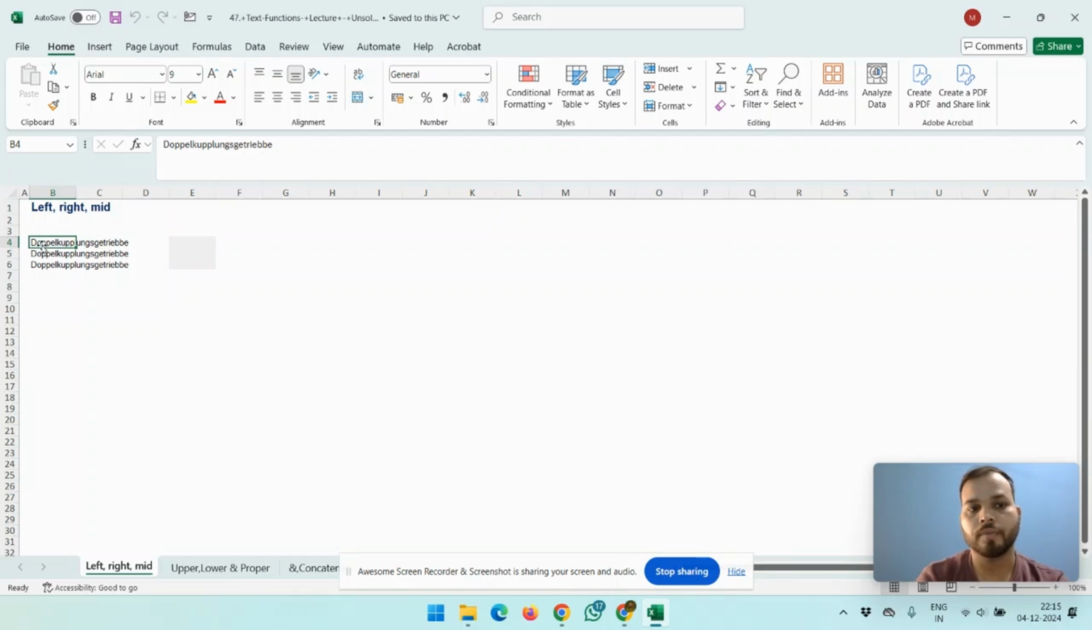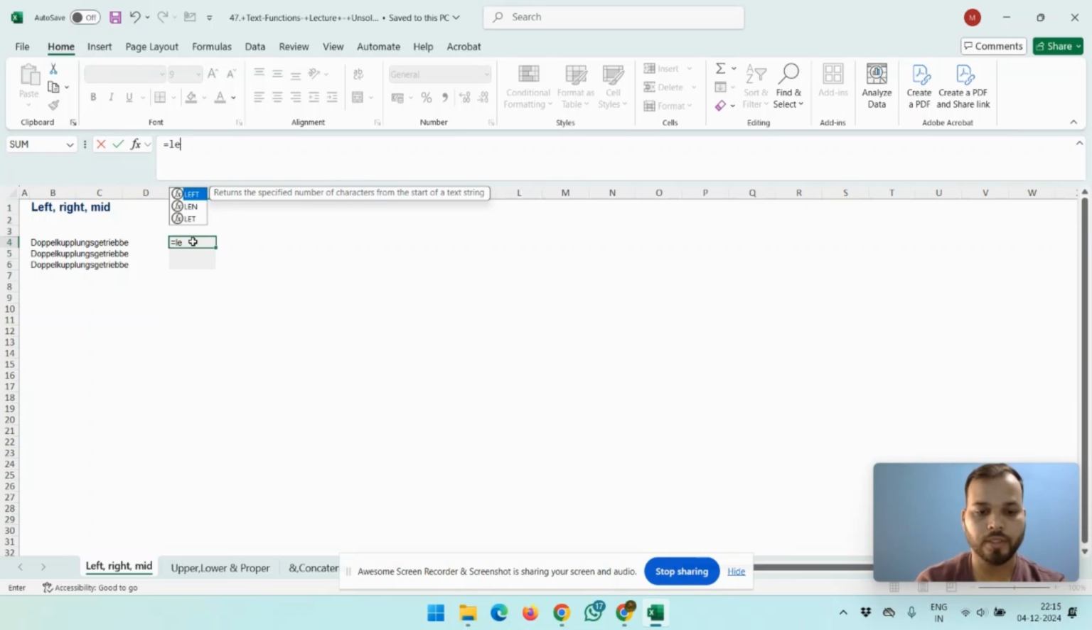Here is the text, and we have to find only the left side of the text. What is left and what is right? Left side is starting from the word, right side is the end of the word, and mid you can start from anywhere. Now let's calculate left. Select the text, and the function asks how many characters you want from your left side. I want only four, so I enter four, close the bracket, and I got the answer.